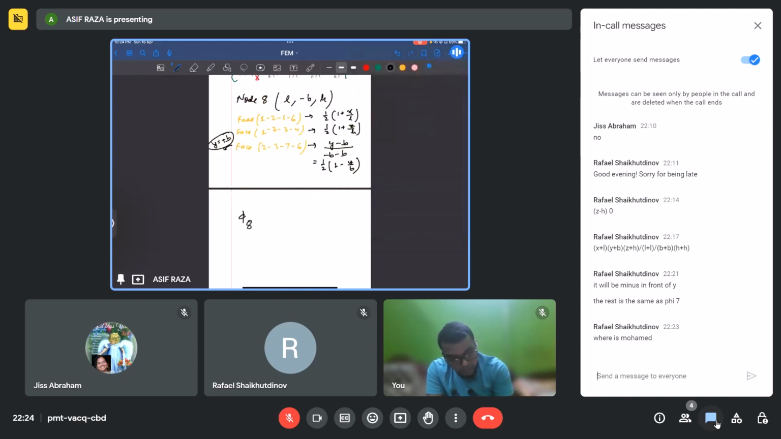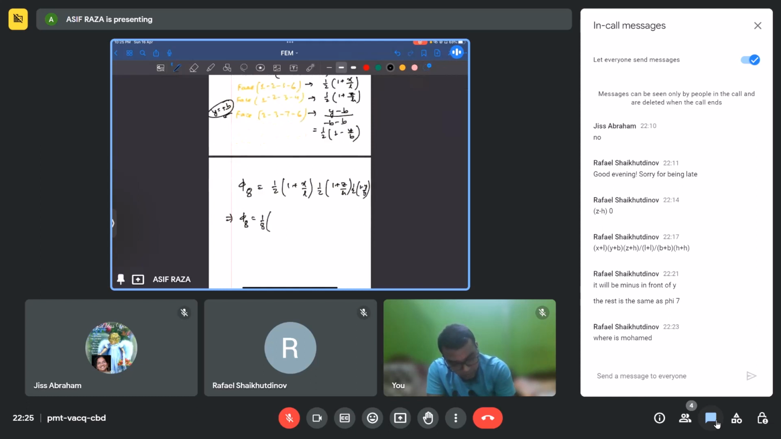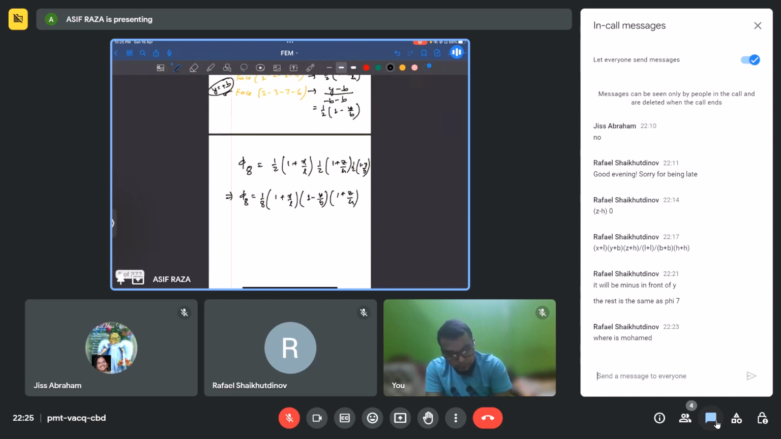so with this, we get phi 8 as 1 by 2, 1 plus x by L, 1 by 2, 1 plus z by h, and 1 by 2, 1 minus y by b. This will give me phi 8 as 1 by 8, 1 plus x by L, 1 minus y by b, and 1 plus z by h. Okay, so this is the answer.